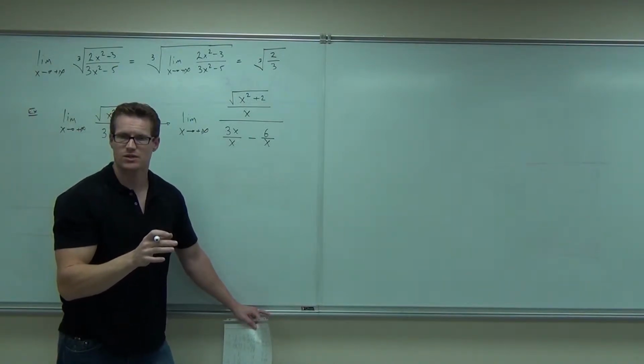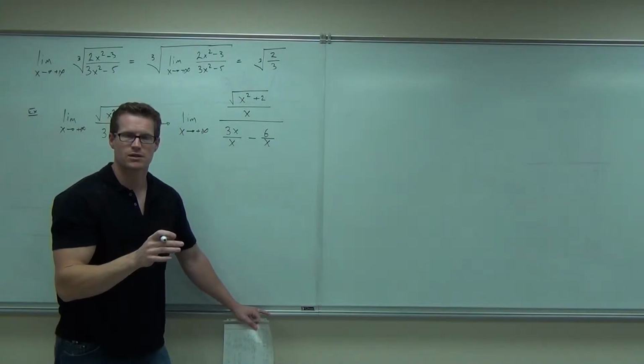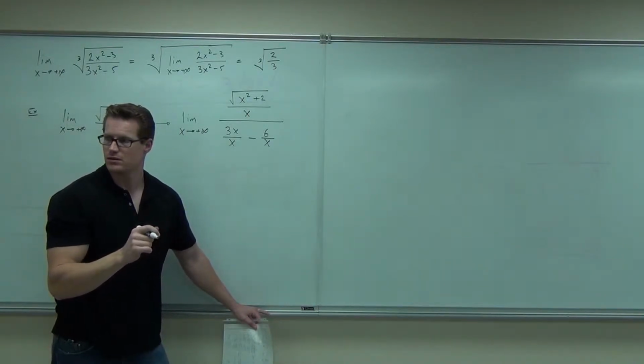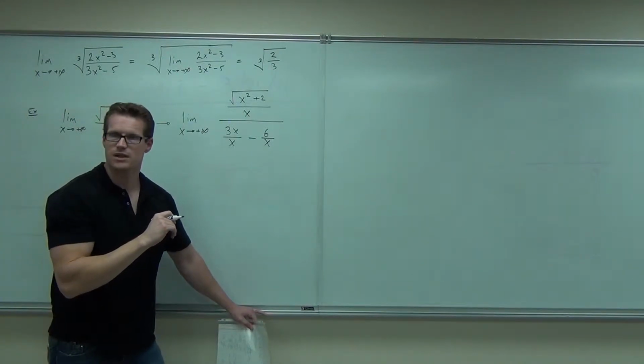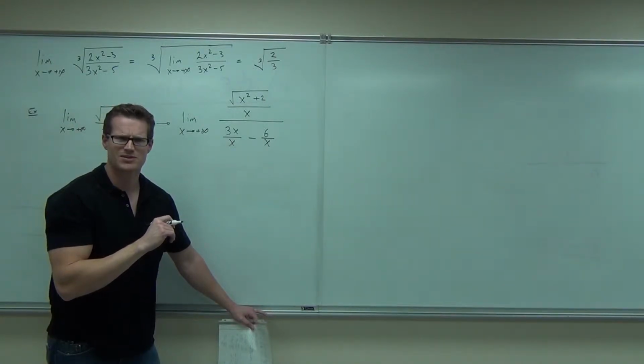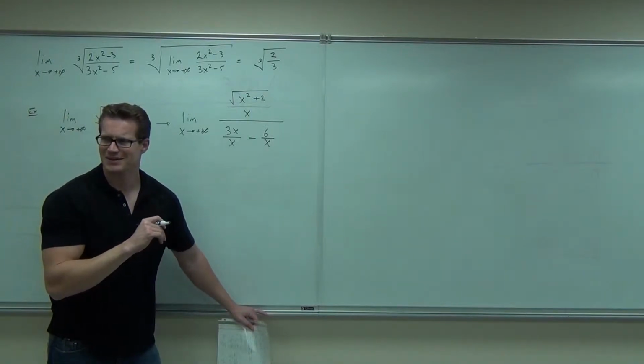X squared times x squared is x to the 4th, that's too much. I mean, x. Root of x. Say what now? Root of x times root of x. Root of x times root of x is still x. You're close. Oh, you're so close. You're so close. Put that together.